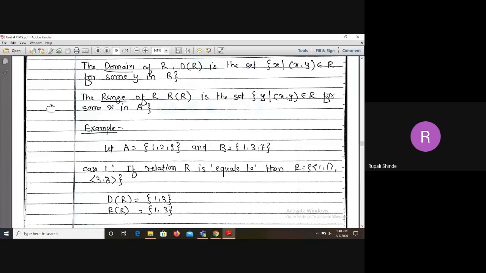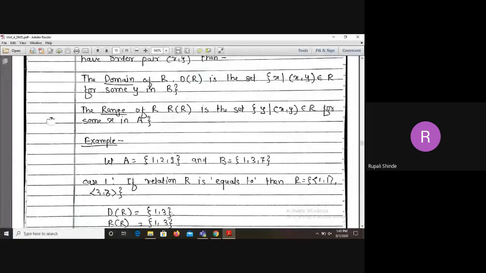Likewise, now we have to find out what is the range of the relation. Range always refers to the second element from each and every ordered pair. So the second element is 1, and from the second ordered pair it is 3. That's why the range of relation R is {1, 3}. Likewise we can find the domain and range for any relation.